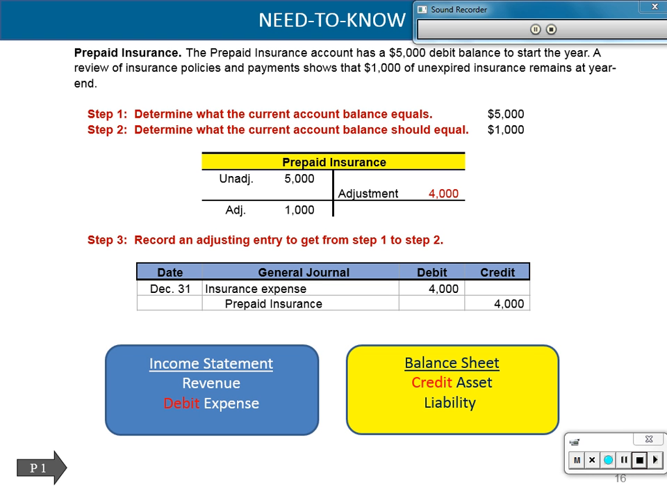So this is the journal entry that you make. A debit to insurance expense because you're increasing it, for 4,000. And you're taking it out of prepaid insurance for 4,000. So now we know for sure our balance is 1,000.